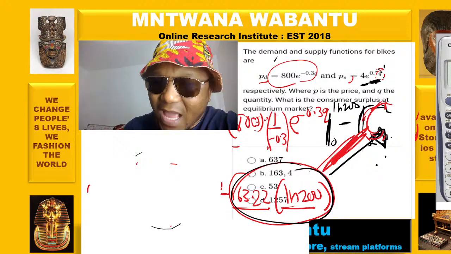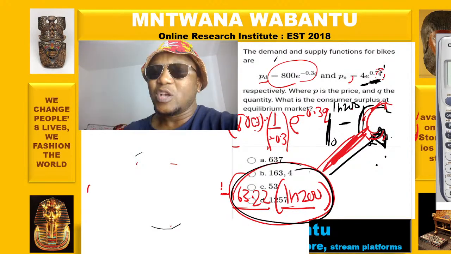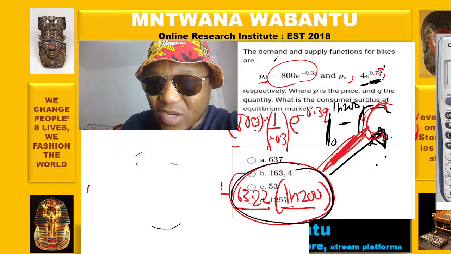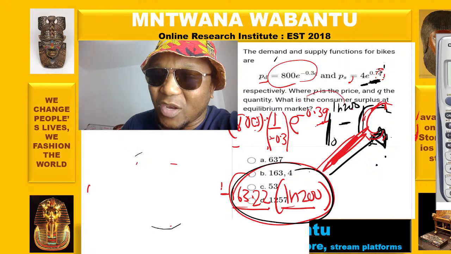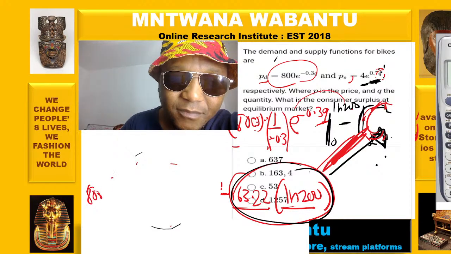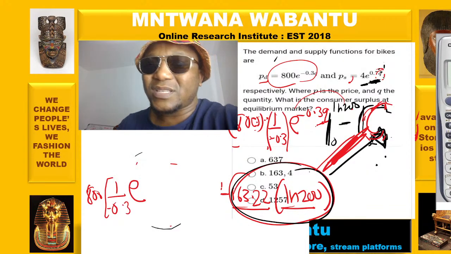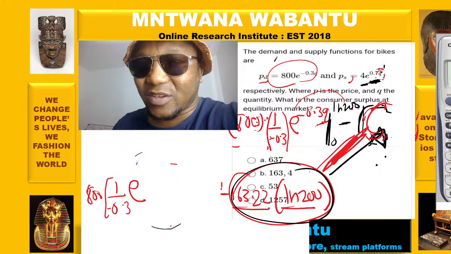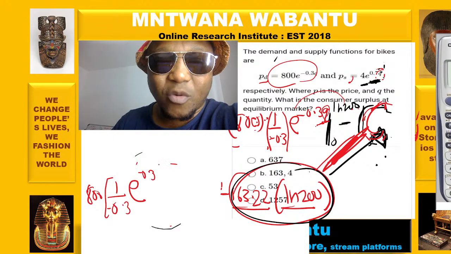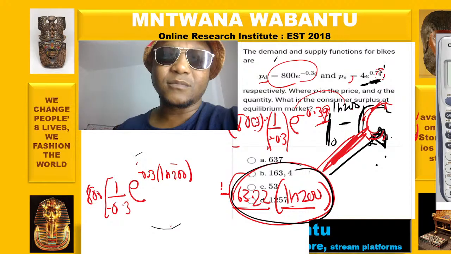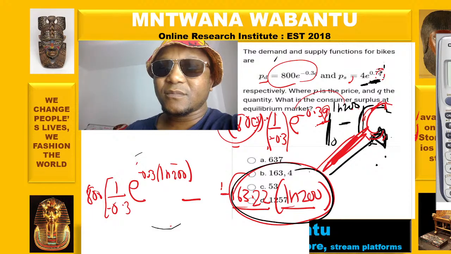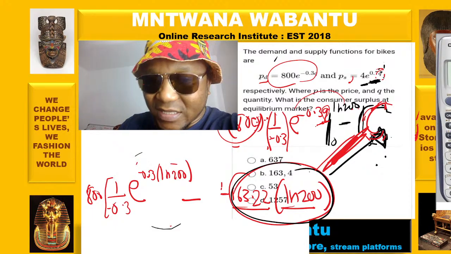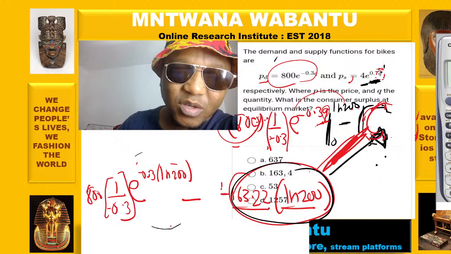So then I can say upper limit minus lower limit. If you take the upper limit, you must substitute in the position of q here. What is the upper limit? ln of 200. So I'll say my 800, just 800, 1 over negative 0.3, and then e. The upper limit is ln of 200, so in the position of q, we have 0.3 times ln of 200. And then we're going to minus. Remember, 800 went out, and 0.3 should also go out, so we're left with this.